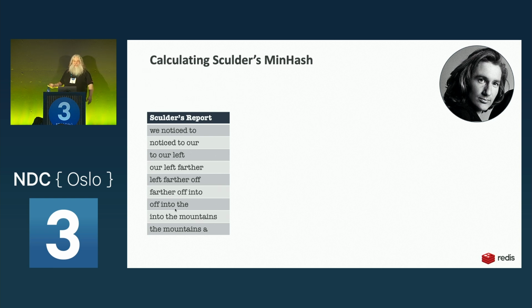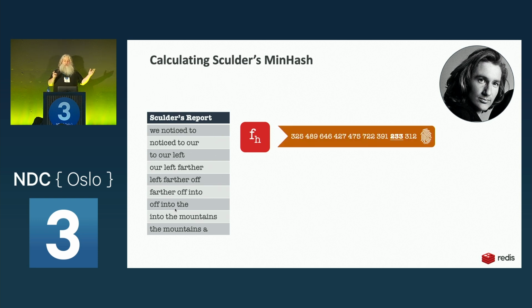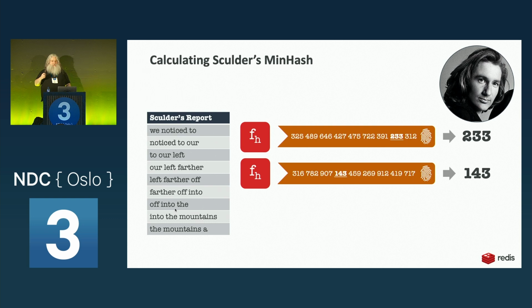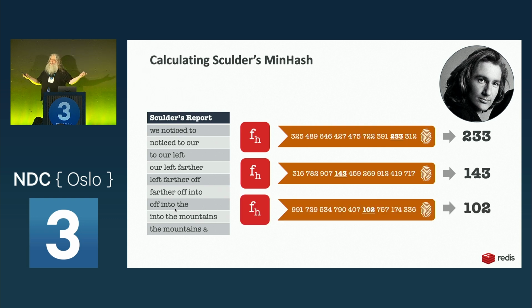this shingled set. And so the way it works is you walk through the entire set, you run it through a hashing function with its seed, just like we did in the previous example. And then we get new numbers for each entry in this hash. So in this example here, 325 corresponds to "we notice 2", 489 is "notice 2R", and then all the way to 312 corresponds to "the mountains a". And then we take the smallest number out of that set. And we do it again, and we do it again. We probably in practice do it more than 3 times, but 3 fits on the screen. And then we get a set of numbers that we could do a Jaccard similarity comparison against instead.